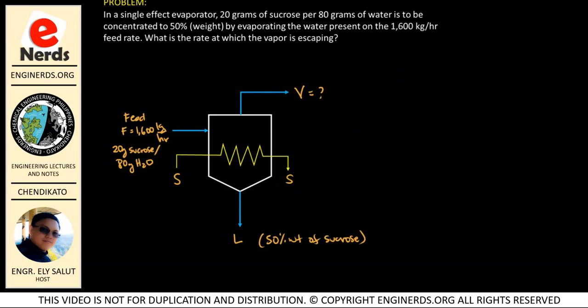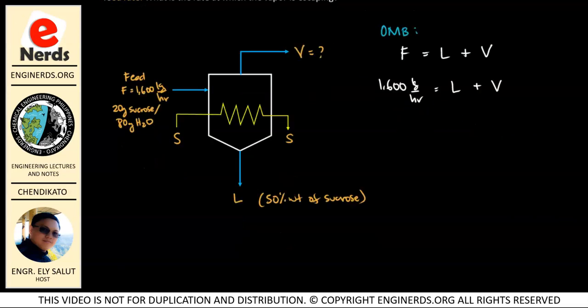Okay, so let us start by checking kung makukuha ba natin yung sagot natin using our overall material balance, no? So, alam na natin, ang ating overall material balance will just be F is equal to L plus V because our steam does not mix with our feed. So, alam natin yung ating feed which is 1,600 kilogram per hour. But we do not know the value of L and we do not know the value of V. Ito nga yung ating required. So, we cannot use this formula right now. But we can label this as our equation number 1.